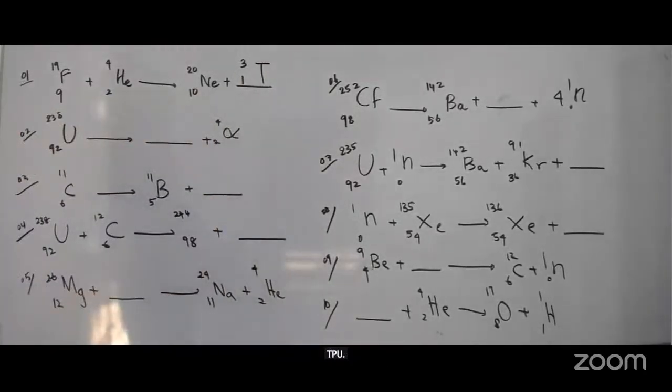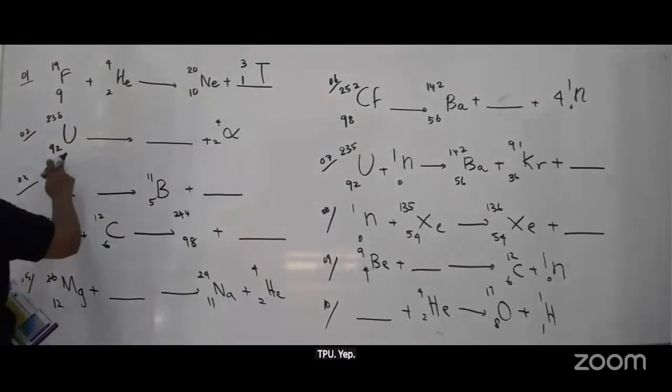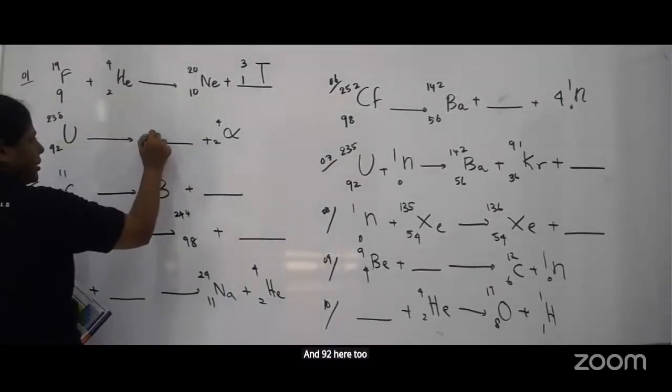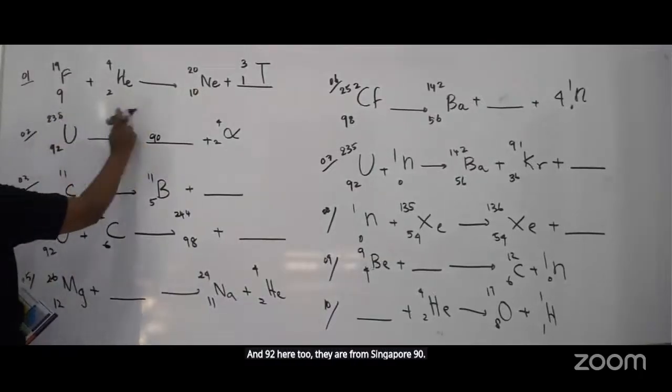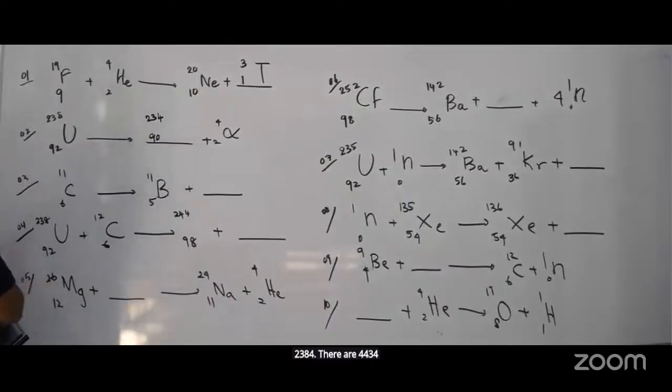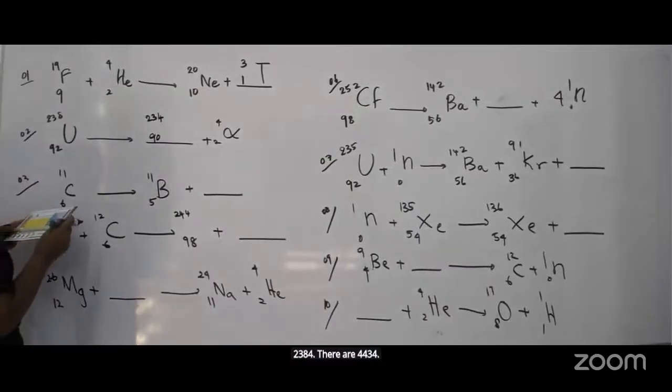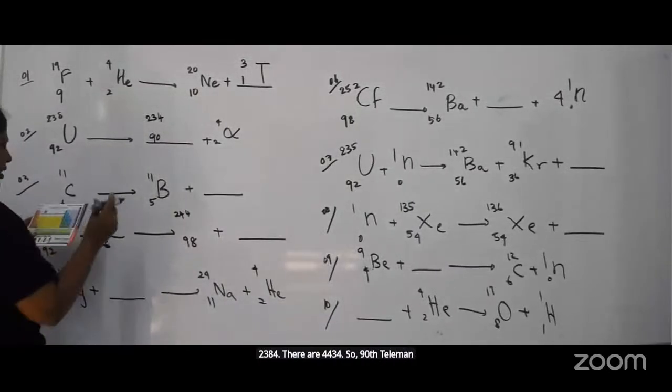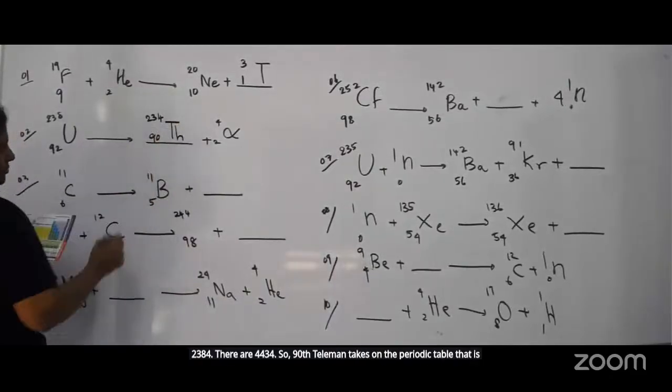Not hydrogen. 92 here 2. Therefore the missing number is 90. 238 minus 4, therefore 234. So the 90th element from the periodic table is thorium.